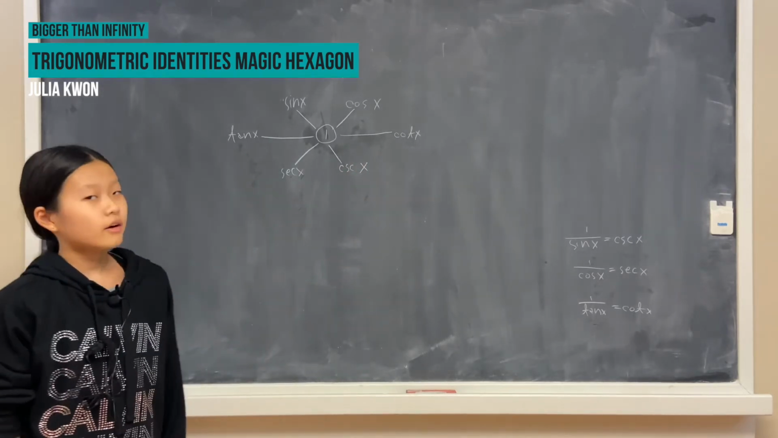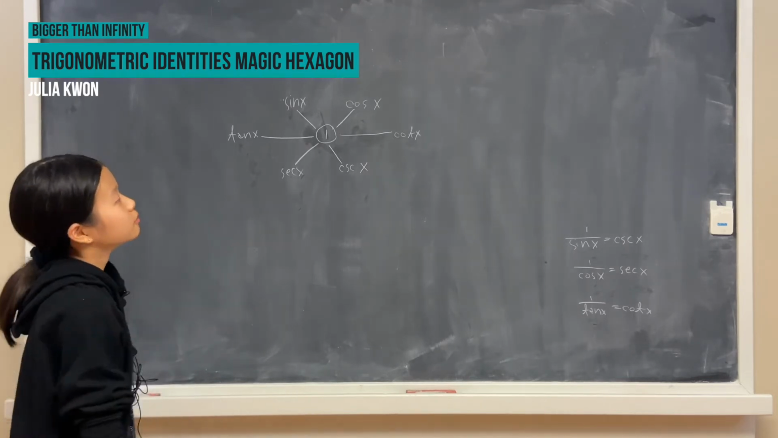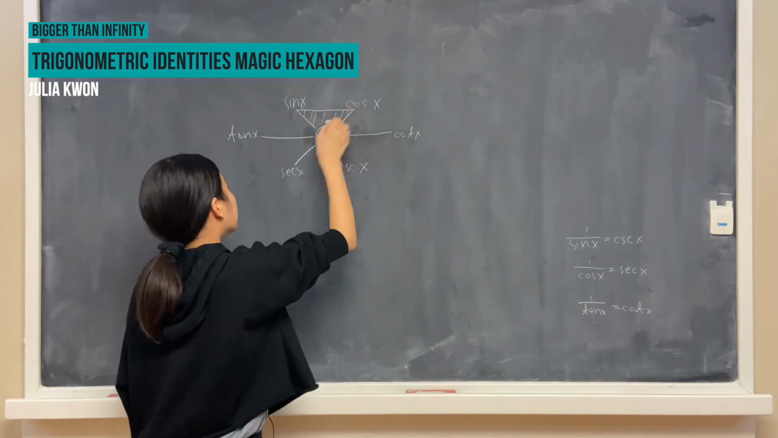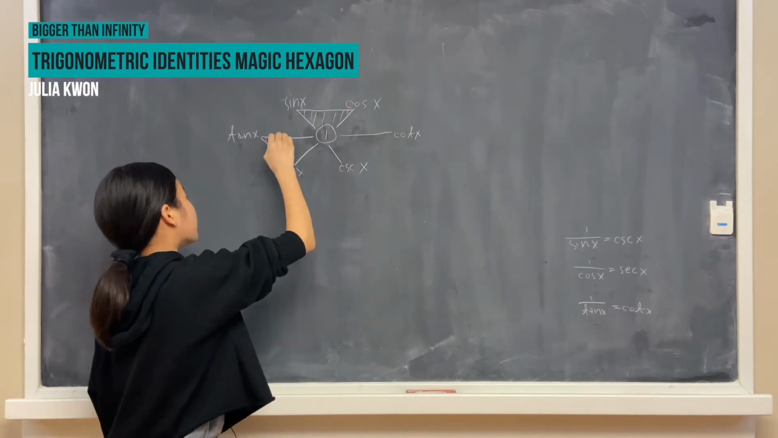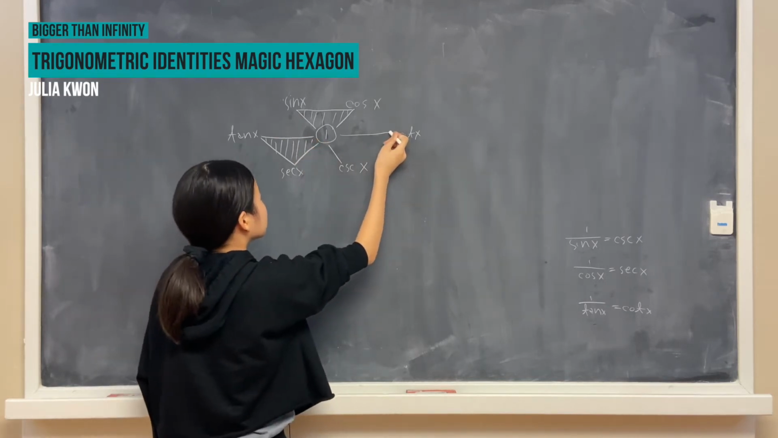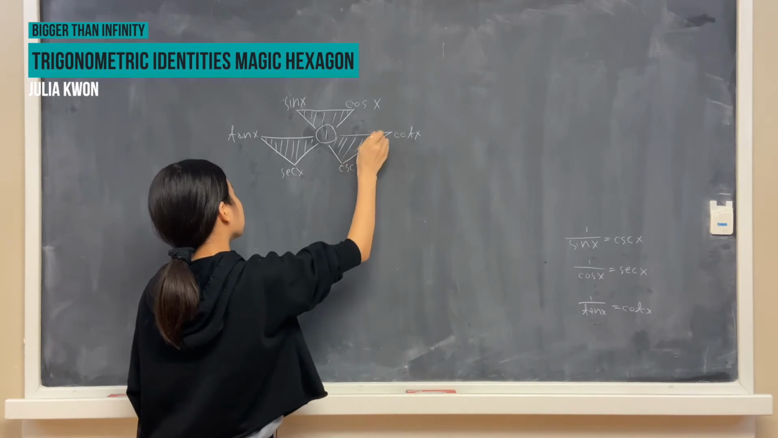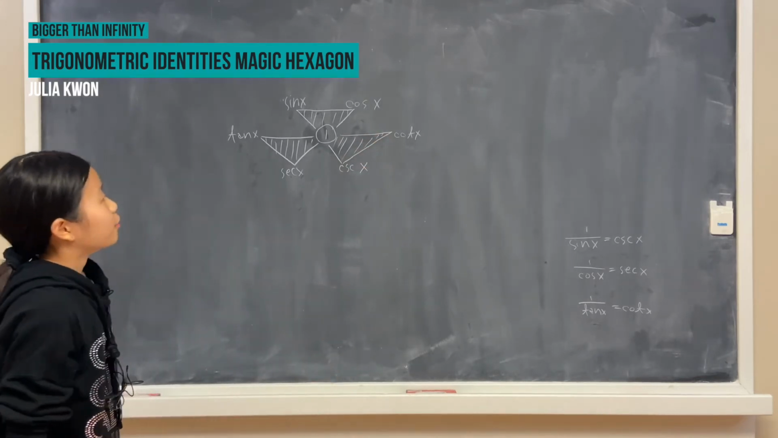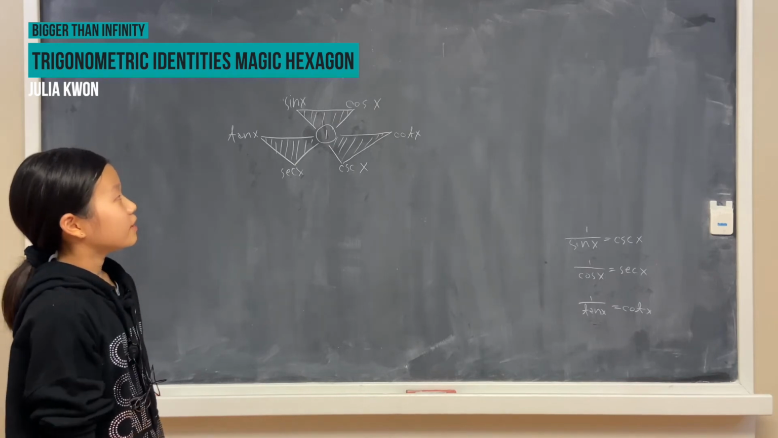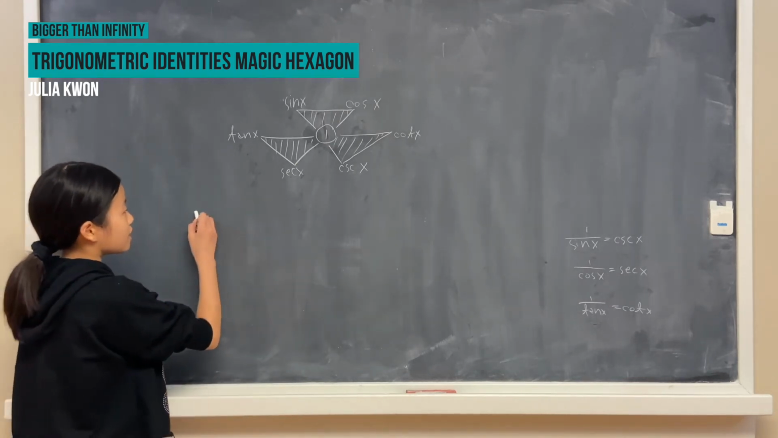In the next part, we're going to be making three different triangles. So here's one, here's the second one, and here is the third one. And now you're probably wondering, how can we use this to find the identities? Well, here I'll draw an example.